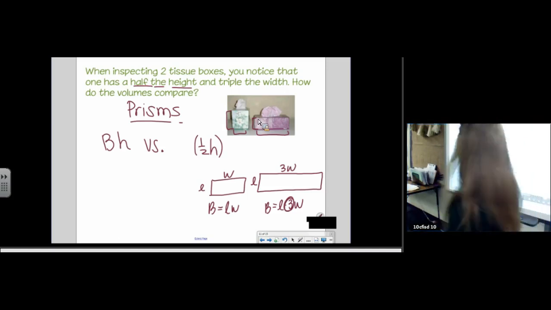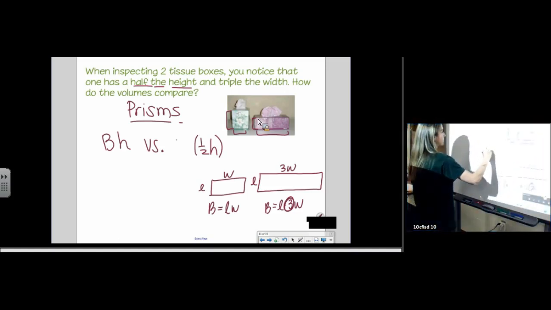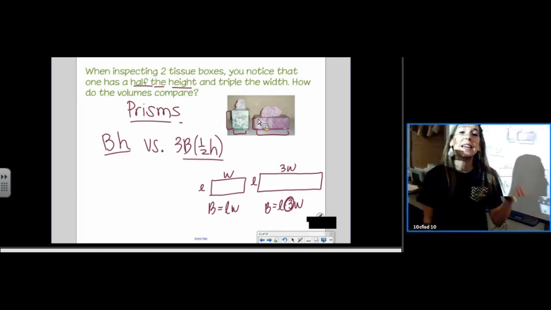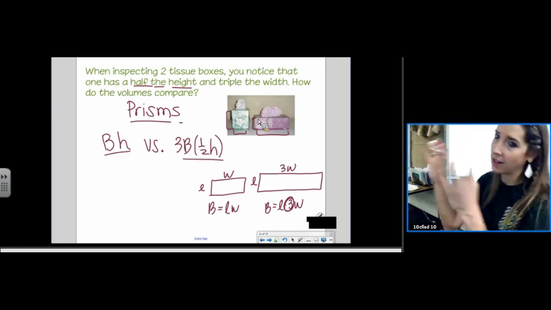That's what you did. Okay, so it's area of the base times the height versus 3 times the area of the base times 1/2 the height. Clean it up.